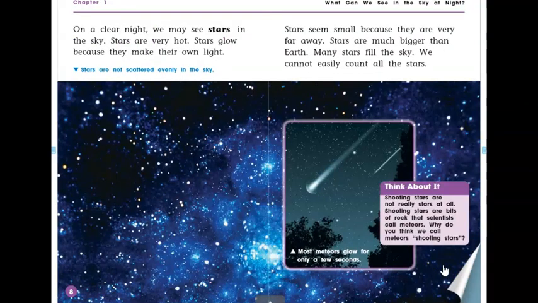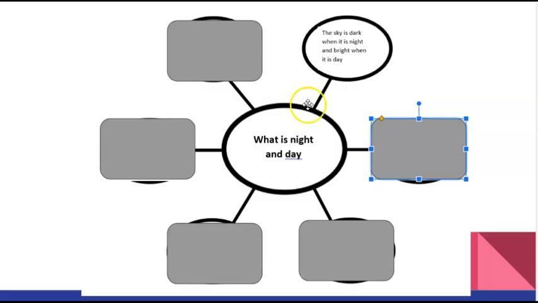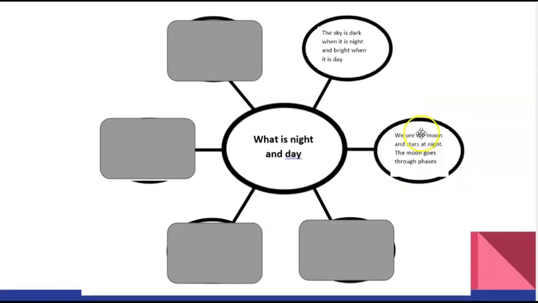What else did we learn in our chapter 1? Not only do we see the moon at night, but we also see stars. Okay, I want to take a look and see what I wrote on my key details chart. Think in your head, what would you put in your key details web? Like I said when we were reading our book, we see the moon and stars at night. That was telling us more about what it means to be night. We see things like the moon and stars.